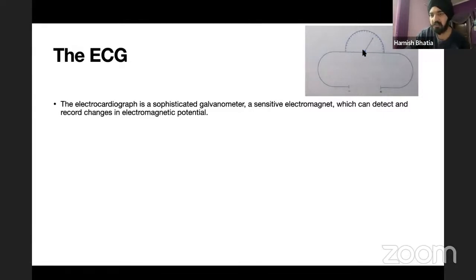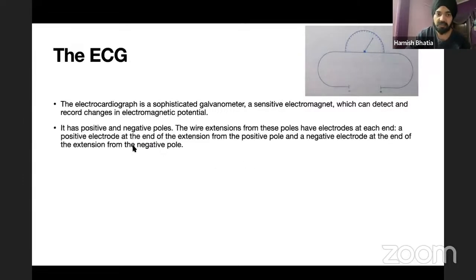So like any other electromagnet, it will have two poles, right? So it has positive and negative poles. So this is the electromagnet. This pole, suppose for example, is the positive pole. This pole, suppose for example, is the negative pole. The wire extensions from these poles have electrodes at each end. So basically, you're connecting some electrodes here like this and like this. The electrode which is attached to the positive pole is going to be the positive electrode. The electrode which is attached to the negative pole is going to be the negative electrode, right?